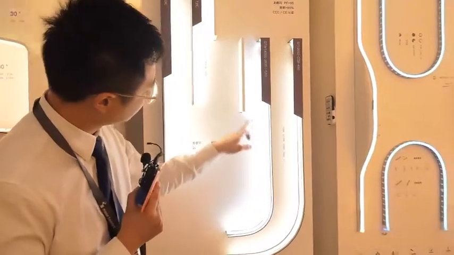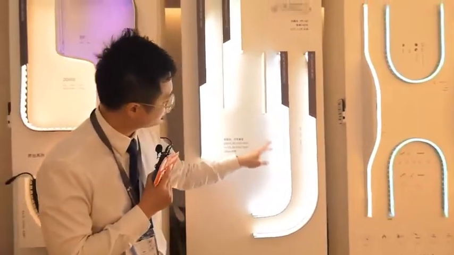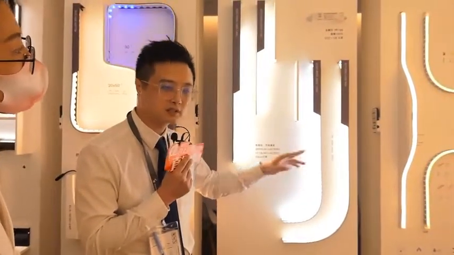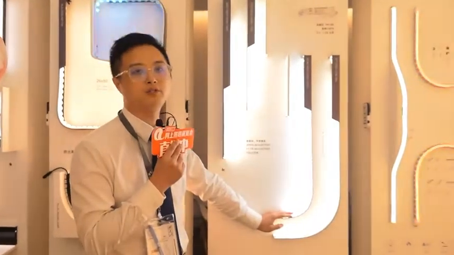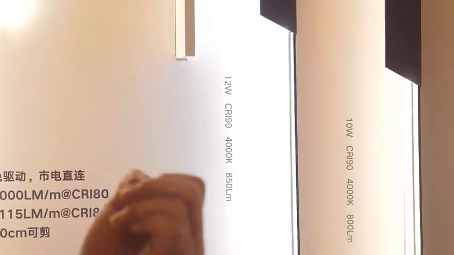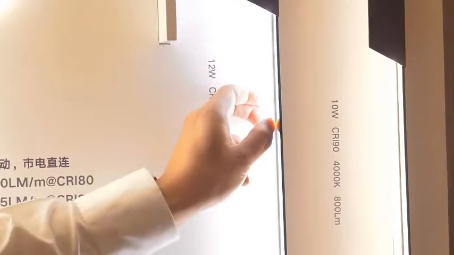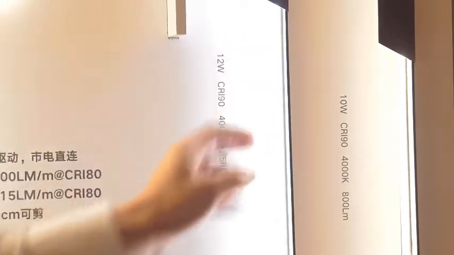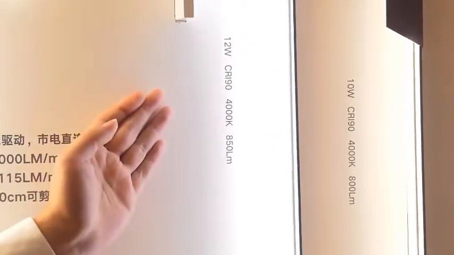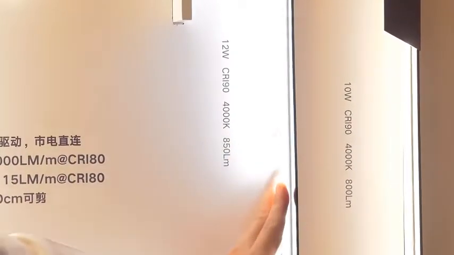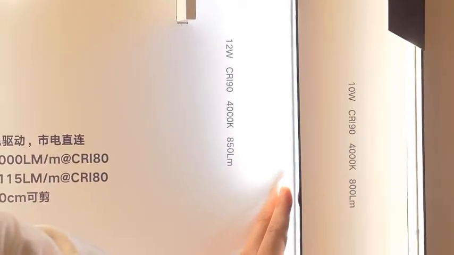It is 12 volts, and we have 850 lumen. This is not common for high voltage strip, because we have to consider the heat issue, the heat problem for the high voltage strip. But this one we have a different solution. We have a different design, so we can have higher power and higher lumen.